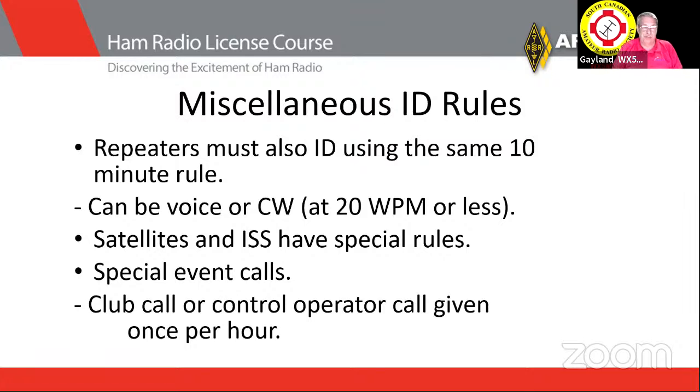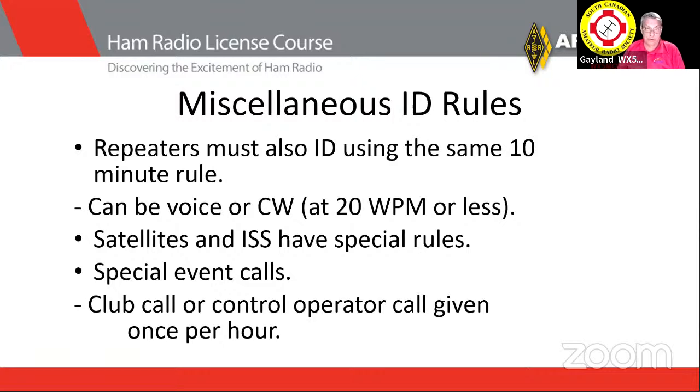Repeaters also ID at the same 10-minute rule. They can be on voice or Morse code. If you listen to the 147.06 repeater that the club has, you'll hear it every once in a while: W5NOR. That's why. There are special rules for special things such as satellites and the International Space Station.